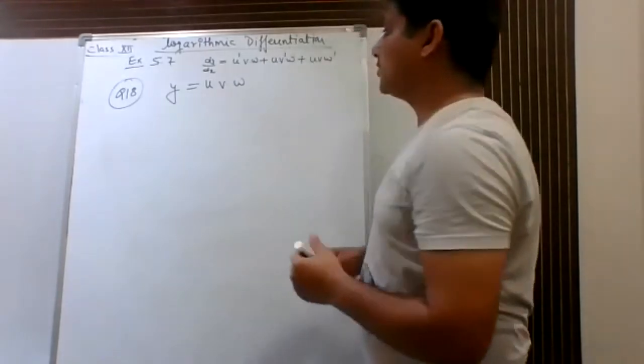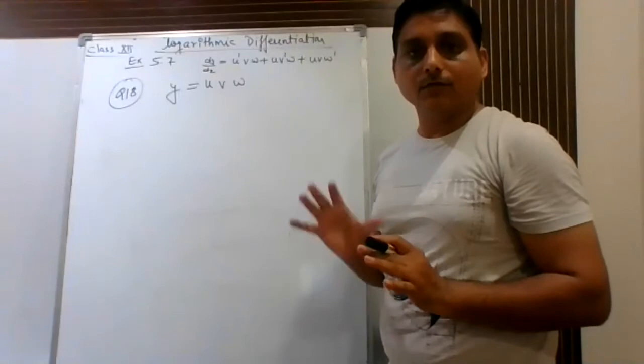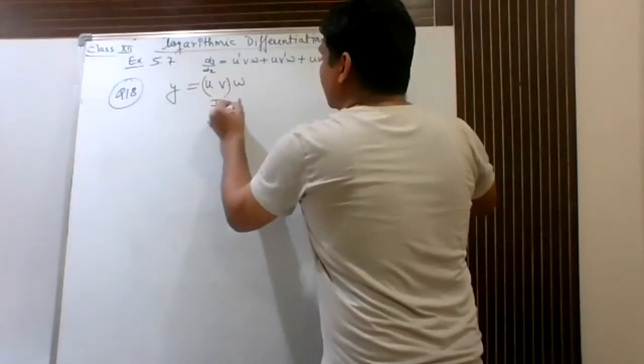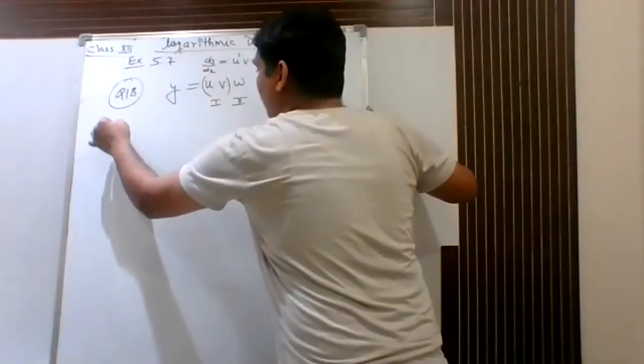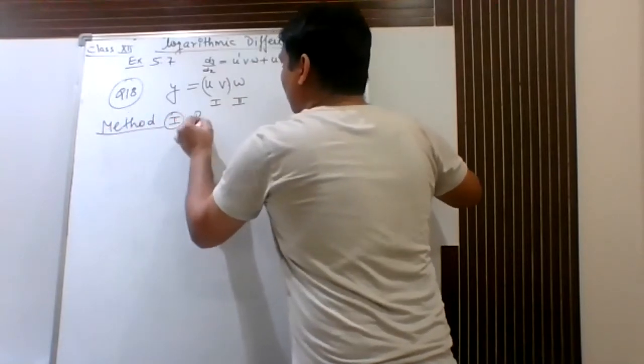So the given information is this, that y is equal to uvw. u, v, w are functions of x. Now if I treat this as a first function and this one as a second function. So this is method number 1. I'm going to prove it by the product rule.